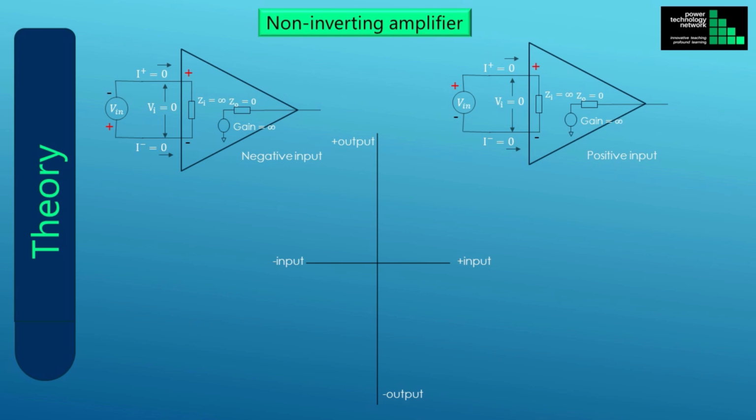The input voltage varies over a very small range, typically in the micro or millivolt range, before the output of the op-amp saturates. Next, we analyze the non-inverting amplifier with a positive input voltage. The transfer characteristic falls in the first quadrant, which is for a positive input and positive output voltage. The characteristic is the same as before.